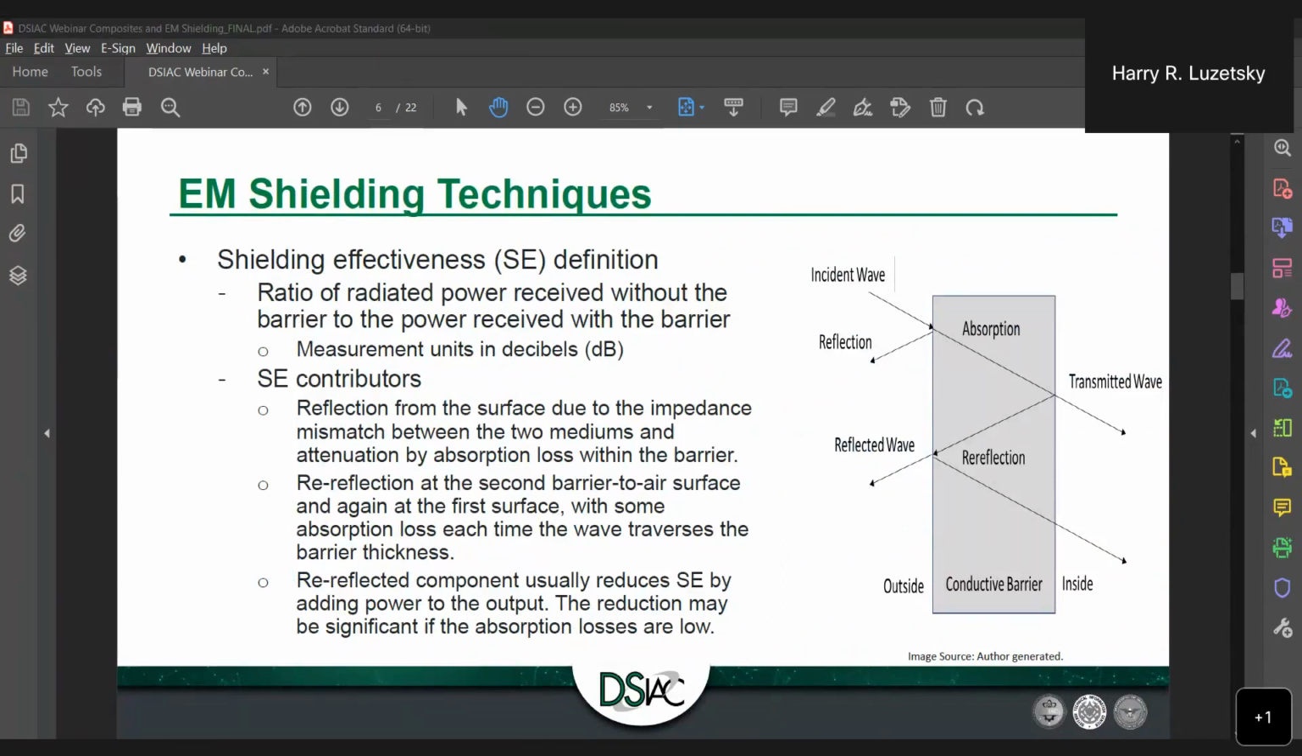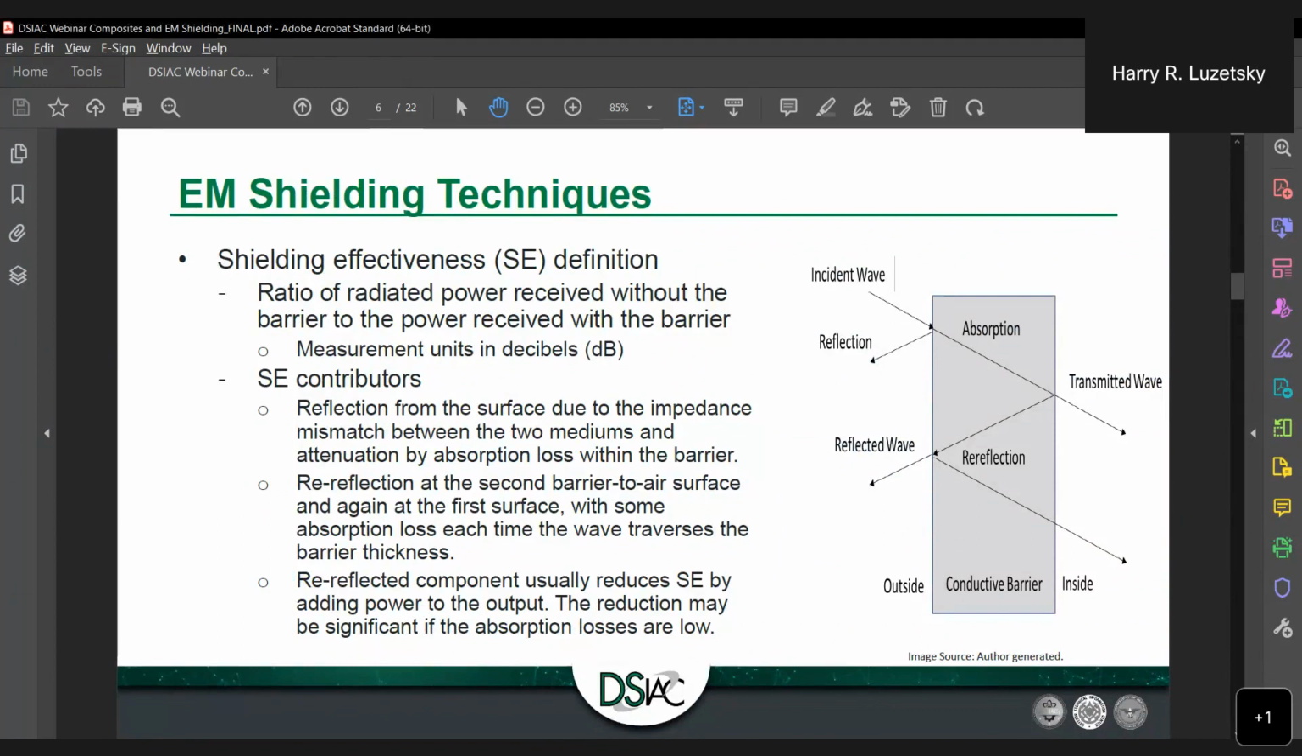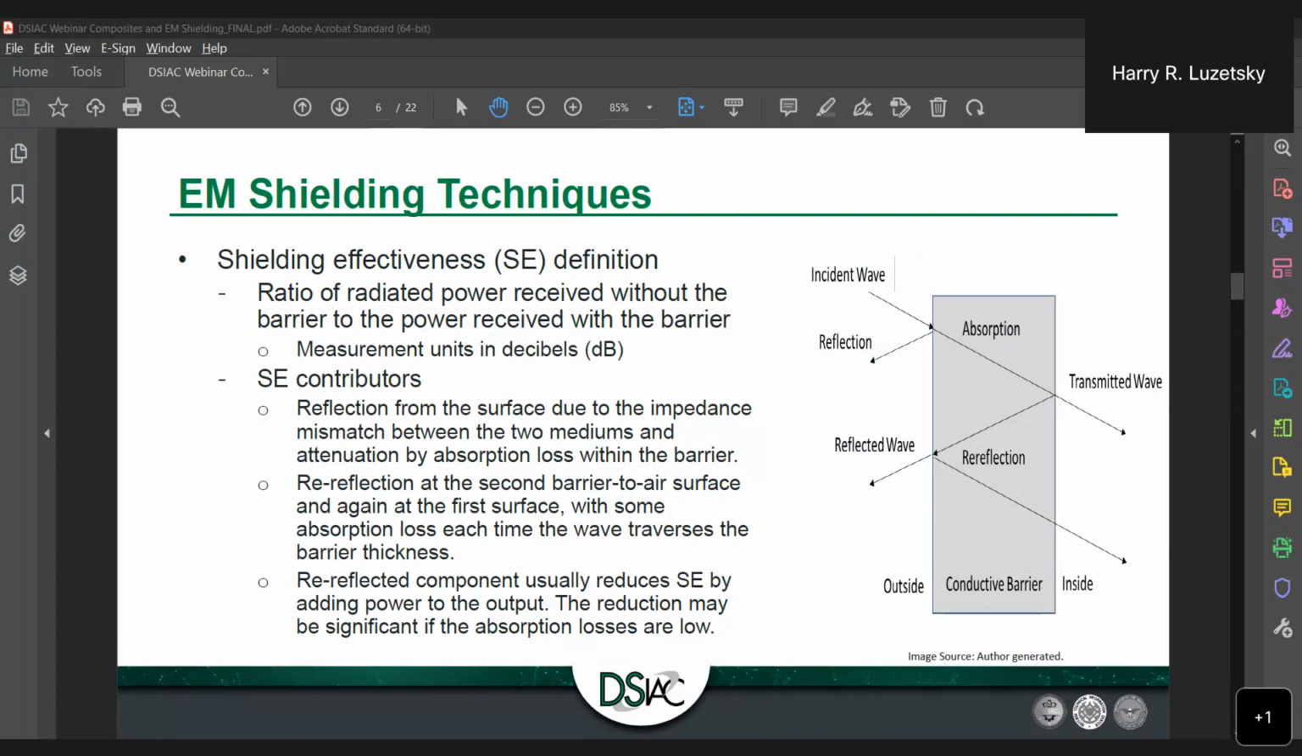So when we talk about shielding techniques, just what are we dealing with? The shielding effectiveness is the definition that is used to determine how effective a system is in defeating electromagnetic radiation, and it's a ratio of radiated power without the barrier to power received with a barrier. Typically, an incident wave will strike your material. A certain amount will get absorbed, and a certain amount then gets reflected back, and then the remainder then gets transmitted. You can have re-reflections occurring within your barrier, and that's really dependent upon how that barrier is constructed.